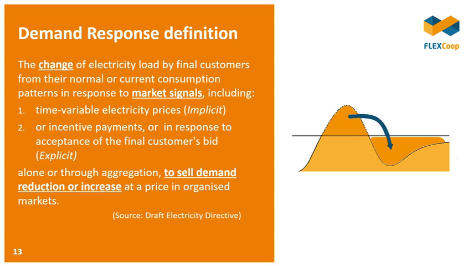There are two forms. One is time variable electricity prices, known as implicit demand response. The other is incentive payments or response to acceptance of the final customer's bid. This is explicit demand response. It takes place through aggregation or alone, and this takes place in order to sell demand reduction or increase at a price in an organized market.